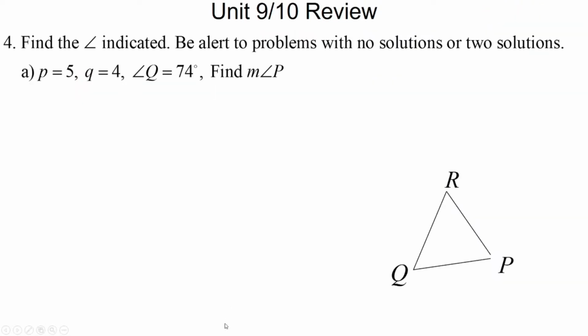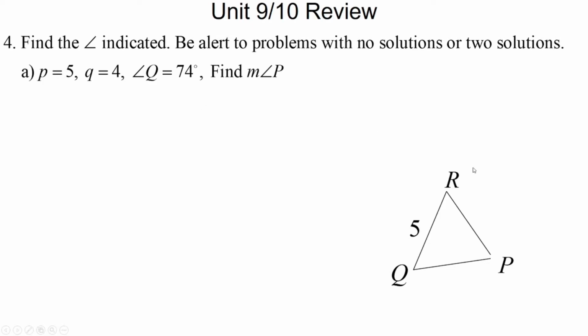Okay, number 4. Find the angle indicated. Be alert to problems with no solutions or 2 solutions. All right. Notice how I gave you this broken triangle as the diagram right here, because I bet you they're going to give us side-side angle here. So side P is 5.